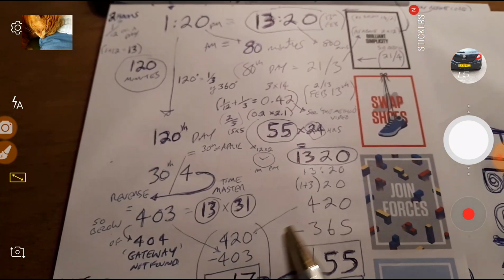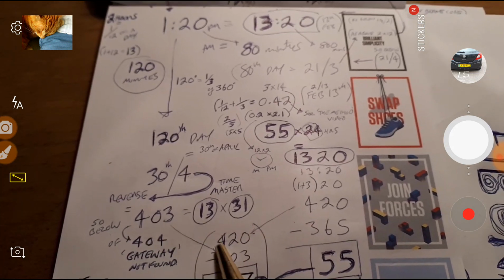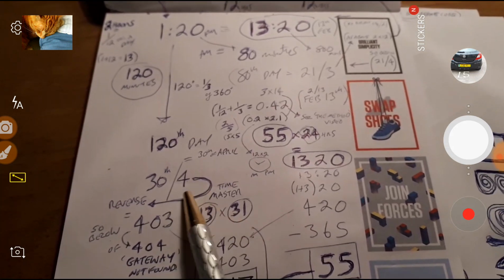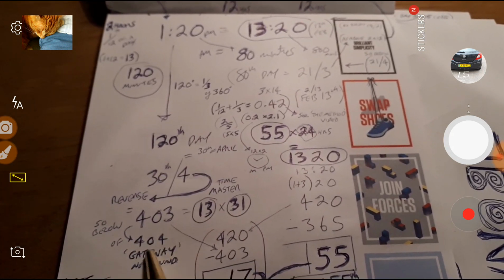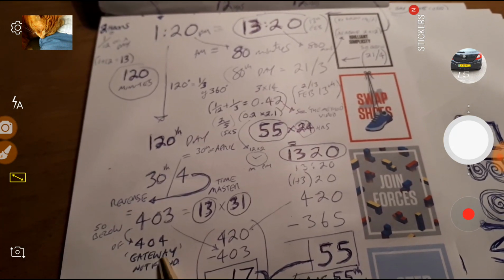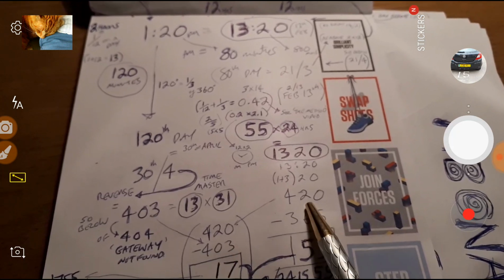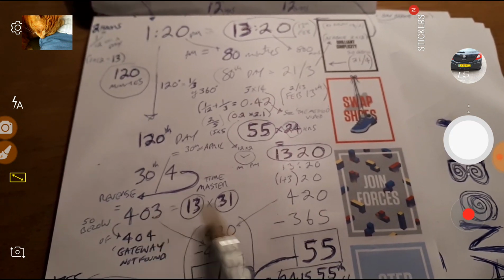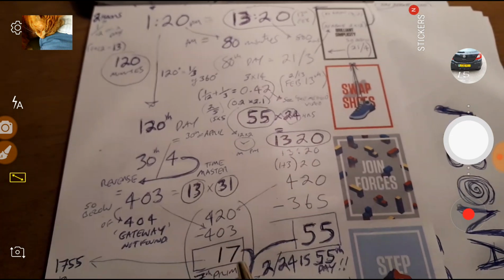420 then, we'll keep that over here. Let's use that 403 that we found from reversing that. Notice as well, that's the so below of that gateway not found code that you get. Gateway, that's what it's all about. Time gateways. 420 minus 403. See how we're getting those from those two? 17.